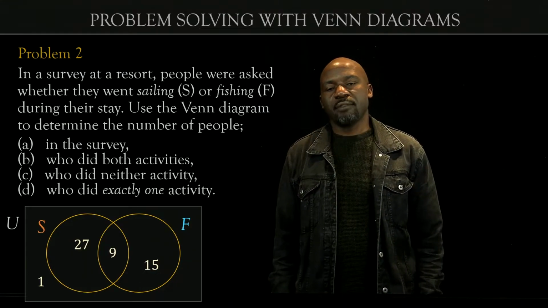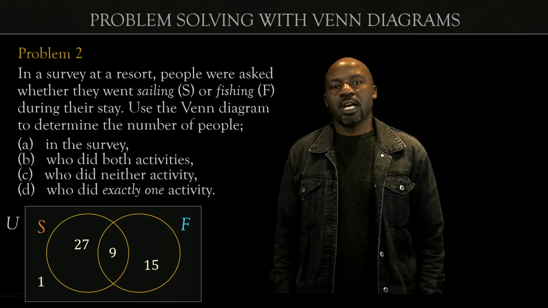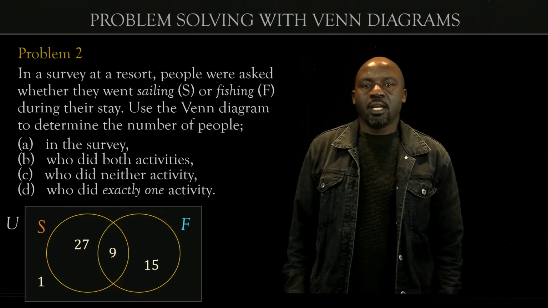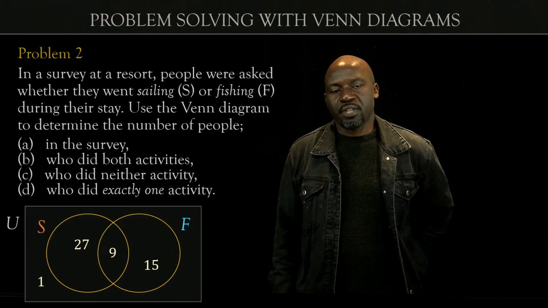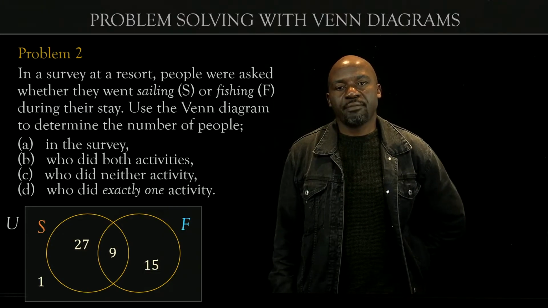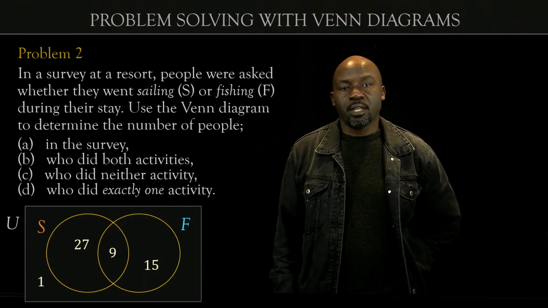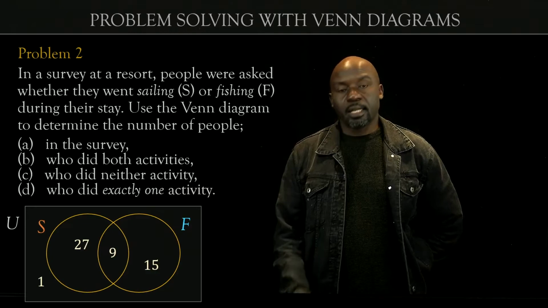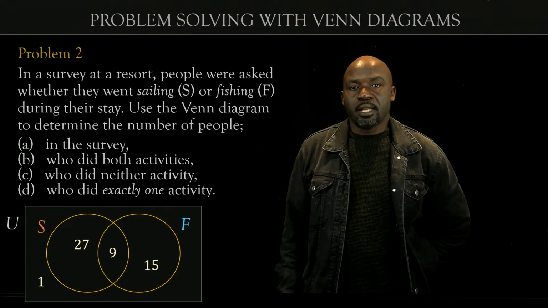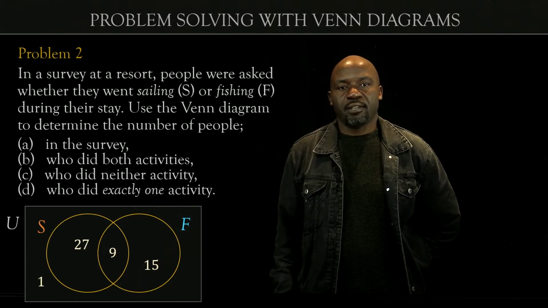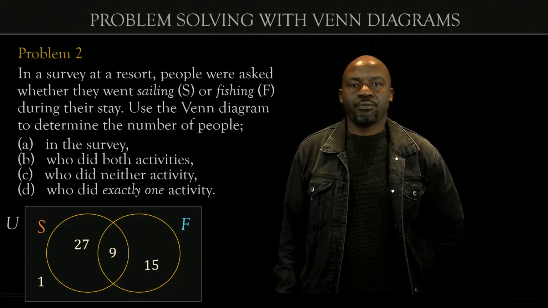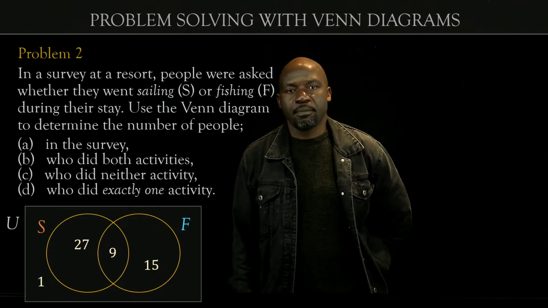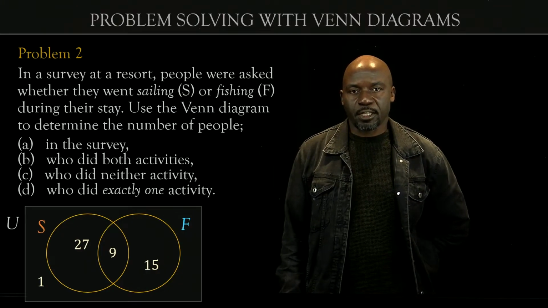So the number of people in the survey must be the universal set. So what's the number of people in that universal set? To determine who did both activities, that means they went sailing and they went fishing. Okay, so where does that belong? And the next one there is the number of guests who did neither activity. They neither went sailing nor fishing. They didn't do anything. Okay, they were guests at the resort club, but they didn't do either of the two activities. How many are those?